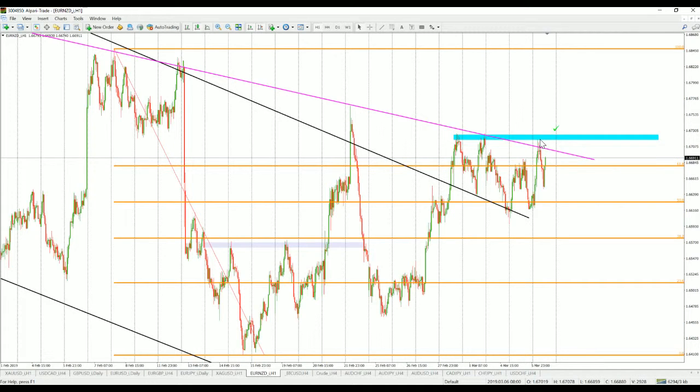So you need to know that this resistance needs to be broken first for the proper buy signal. So the proper buy signal will be triggered when the price will close above the horizontal resistance here. As long as we are below, there is no proper buy signal on this instrument.